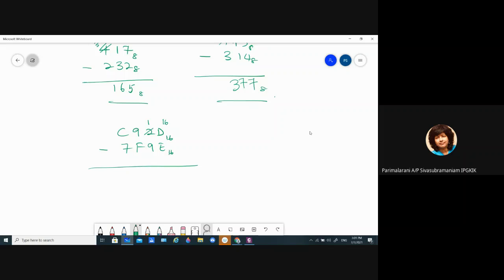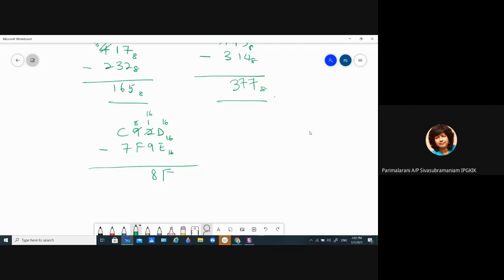14. Yes, 16 minus 14 is 2. So D plus 2 is D, E, F. Okay, D plus 1 is E, E plus 1 is F. Okay, so we have F here. So now 1 cannot minus 9. You have to regroup here. So you have 8 here and you have another 16 here. So 16 minus 9 is 7 and 1, 8. Okay.